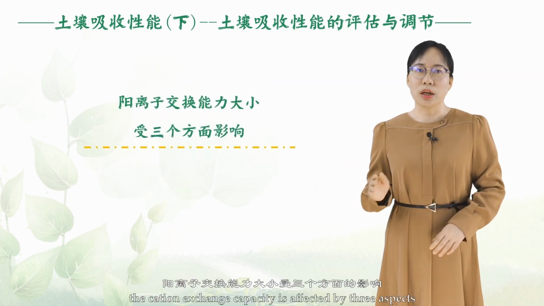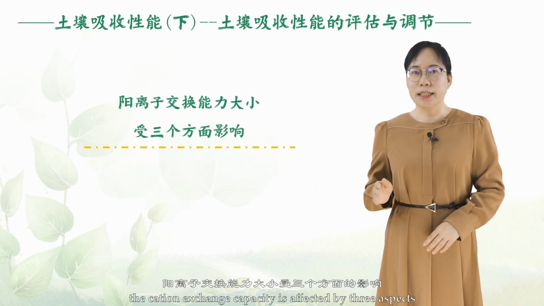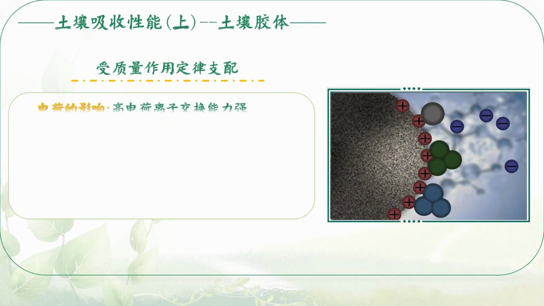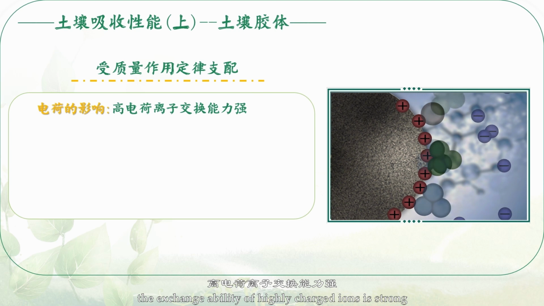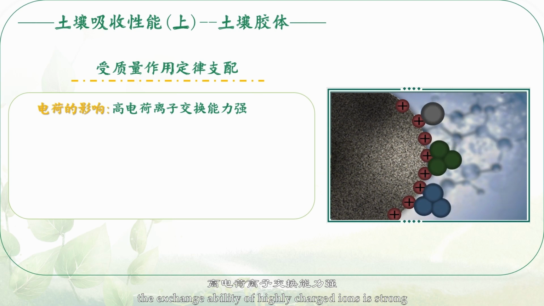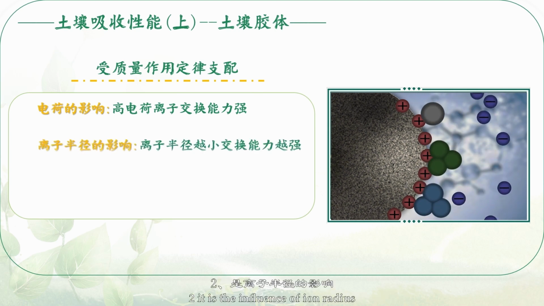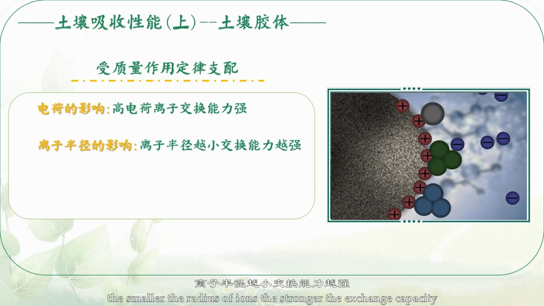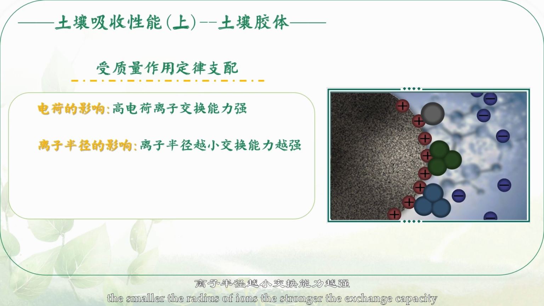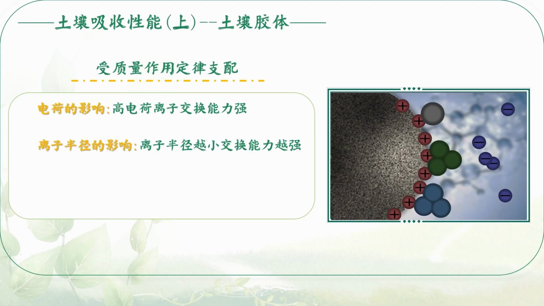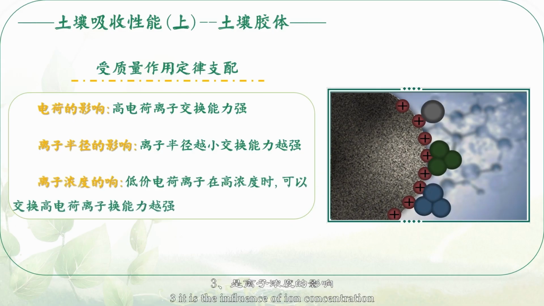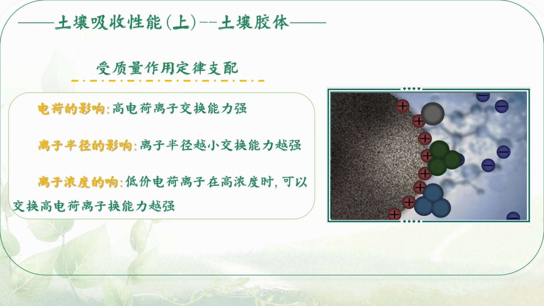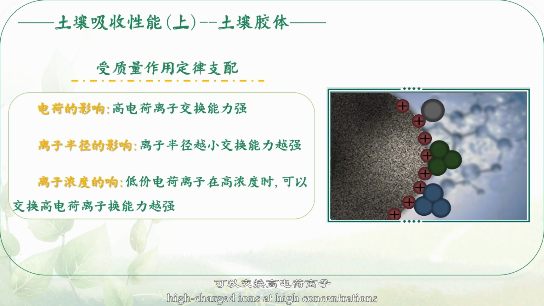The cation exchange capacity is affected by 3 aspects. 1. The influence of electric charge. The exchange ability of high-charged ions is strong. 2. The influence of ion radius. The smaller the radius of ions, the stronger the exchange capacity. 3. The influence of ion concentration. Low-charged ions can exchange high-charged ions at high concentrations.